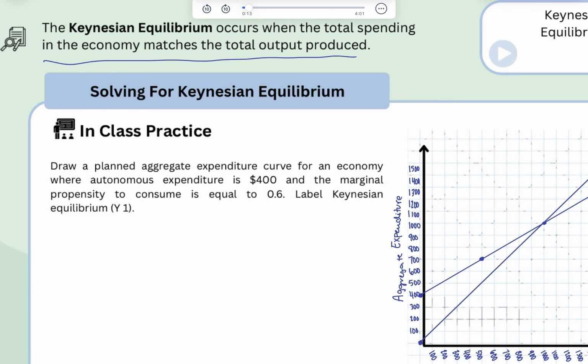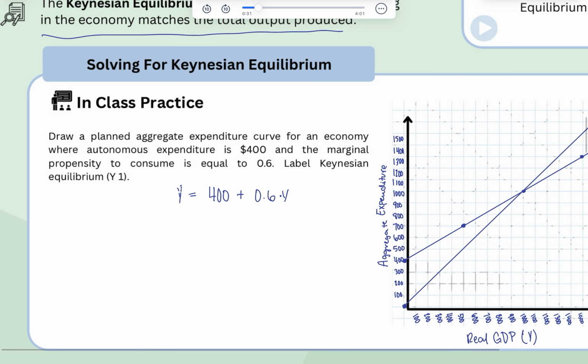In order to solve for the equilibrium, we know that y equals, and what our equation was, it was 400 plus 0.6y. To solve for equilibrium, we are going to subtract 0.6y from both sides, which gives us 0.4y because there is an imaginary 1 at the front.